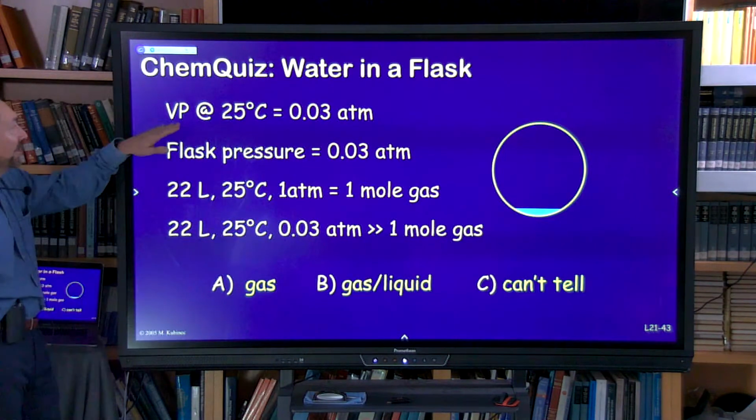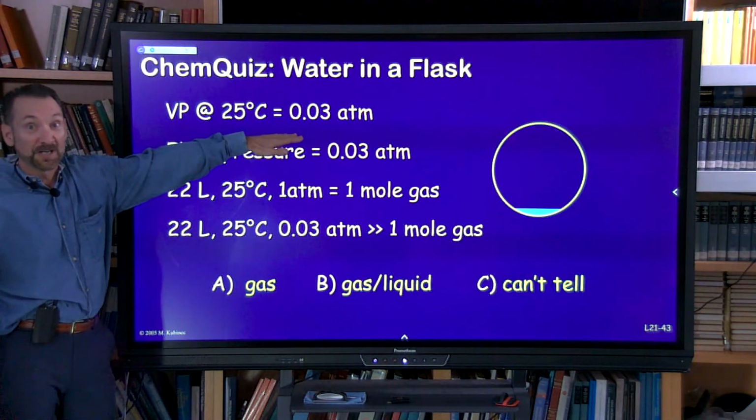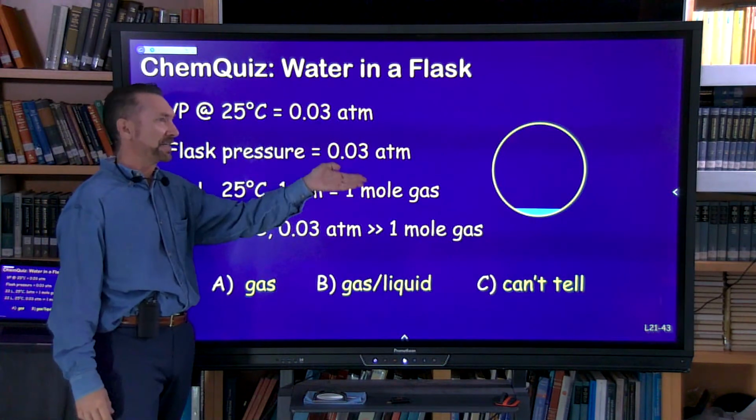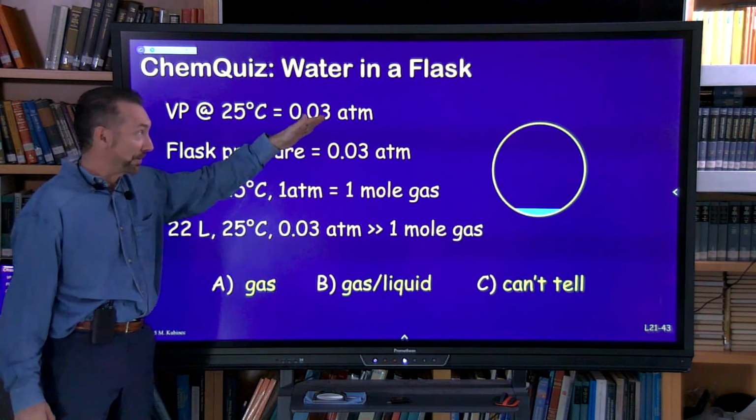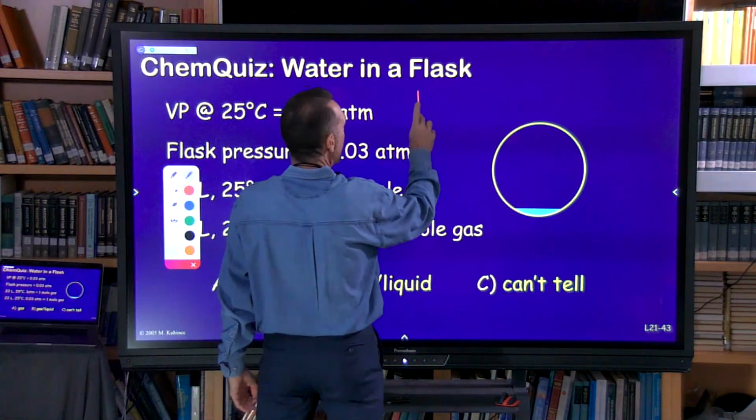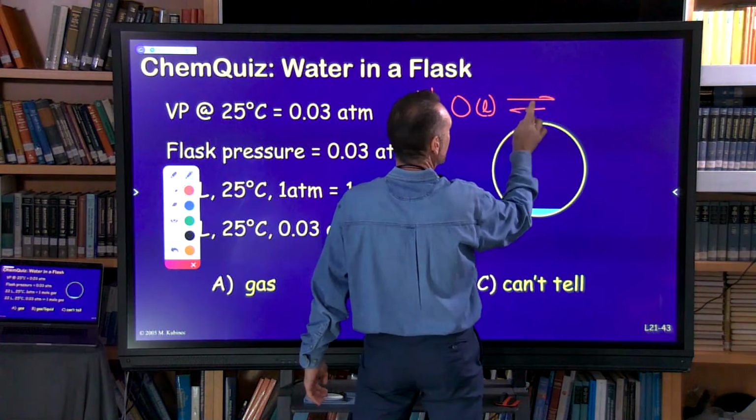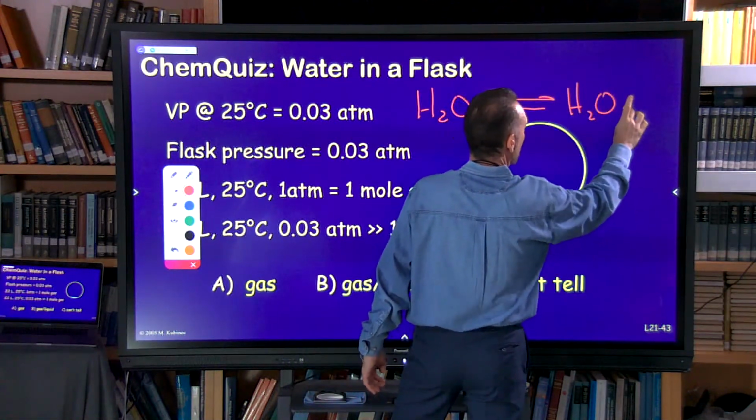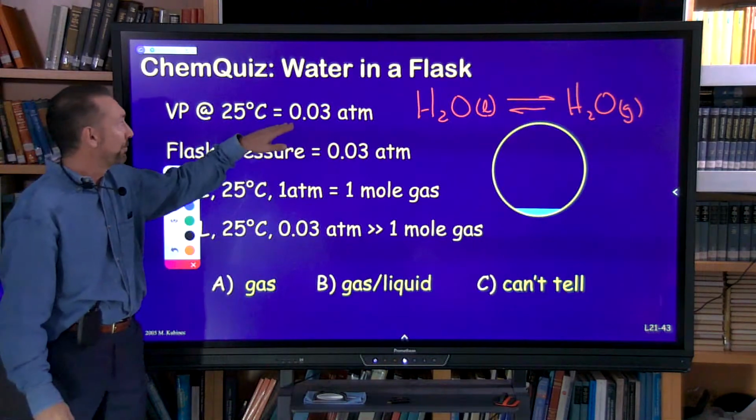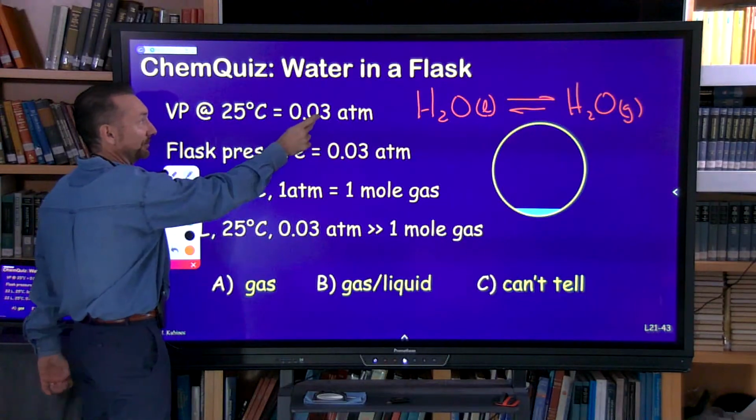So the vapor pressure at 25 degrees C is 3/100 of an atmosphere. I've said that so many times. I don't expect you to memorize it. I will give it to you on an exam. But we said it so many times that I think you probably remember that that's what it is. So that is the H2O liquid in equilibrium with H2O gas.